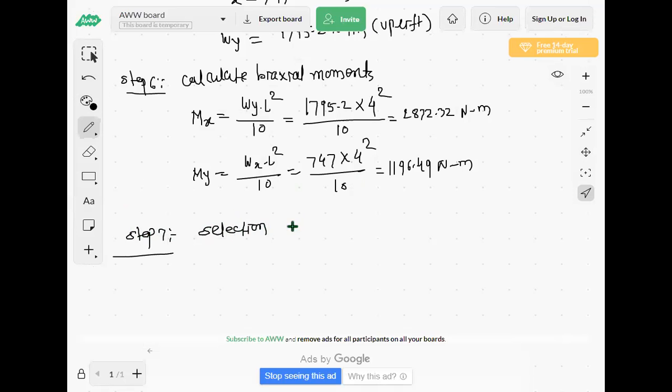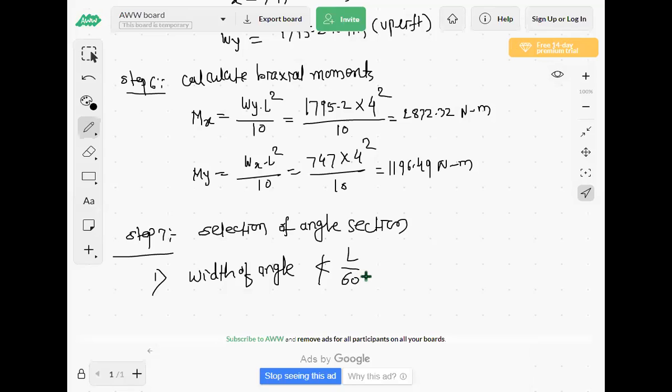Selection of angle section. Step number 7 is selection of angle section. So first we have to select the width of angle. So width of angle should not be less than L by 60. As per our statement, the width of angle should not be less than L by 60.